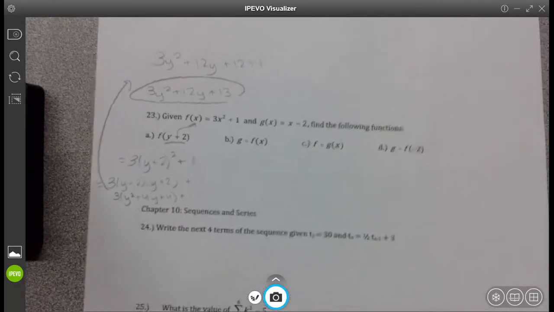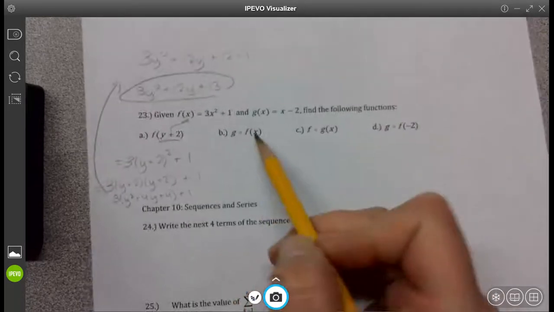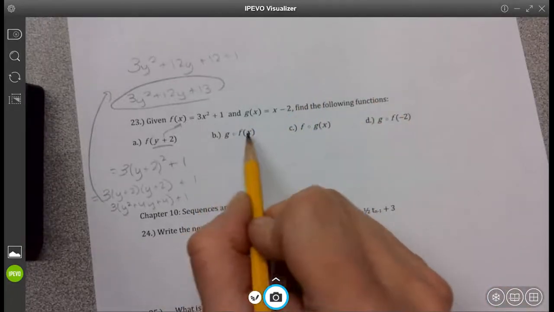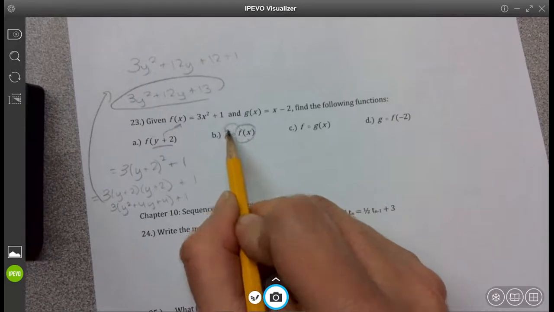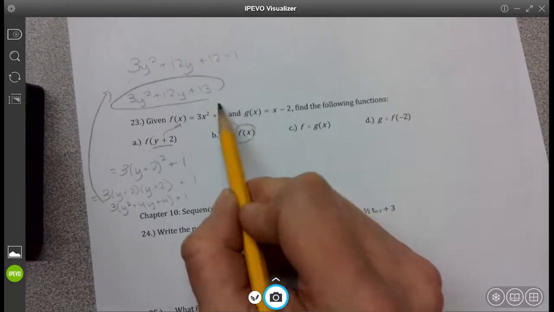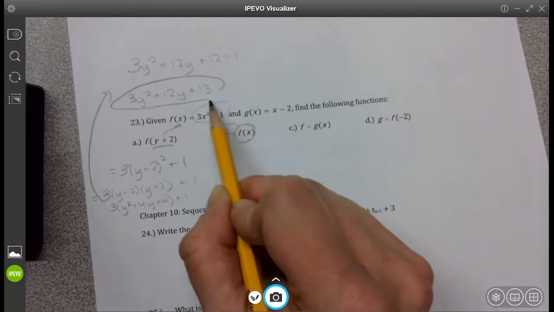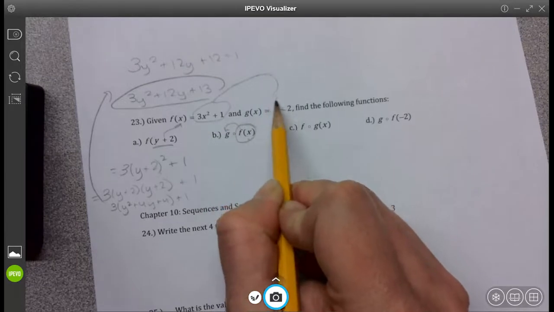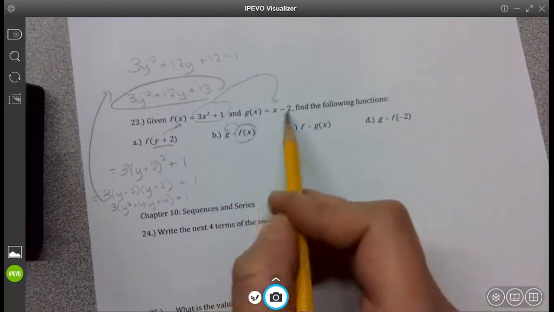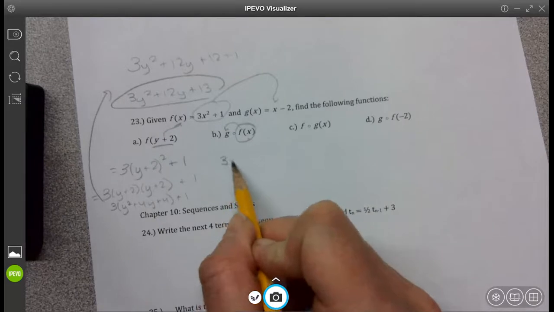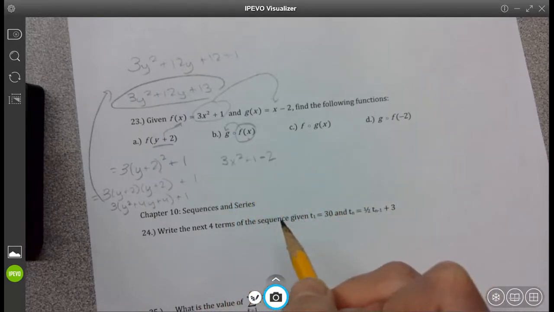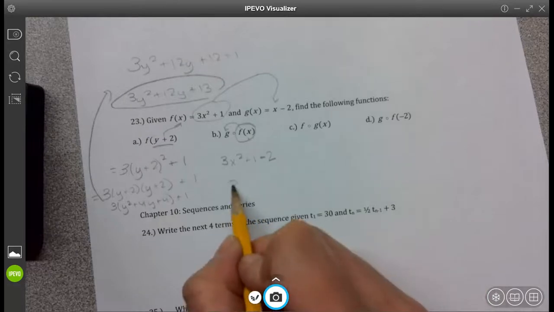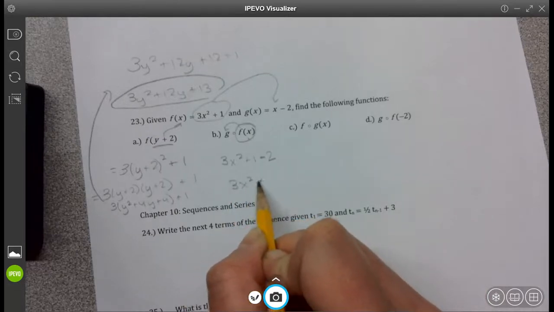Sorry. Okay. G of f of x. So, you're going to put f of x inside of g. So it's going to be x minus 2 or 3x squared plus 1 minus 2, which is 3x squared minus 1.